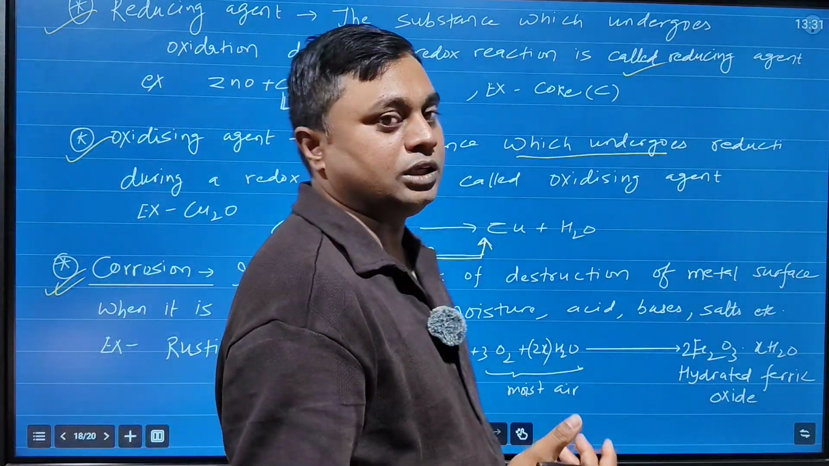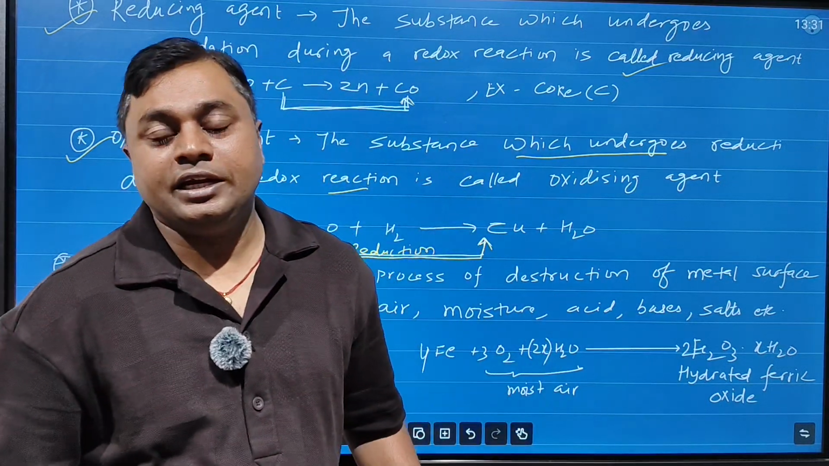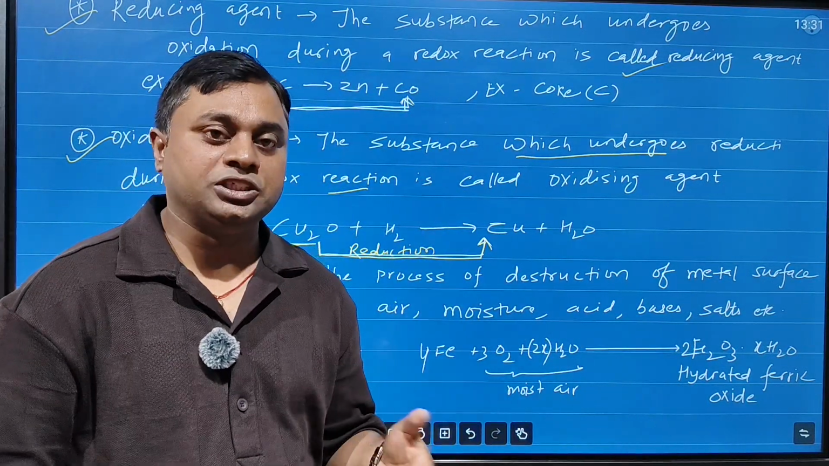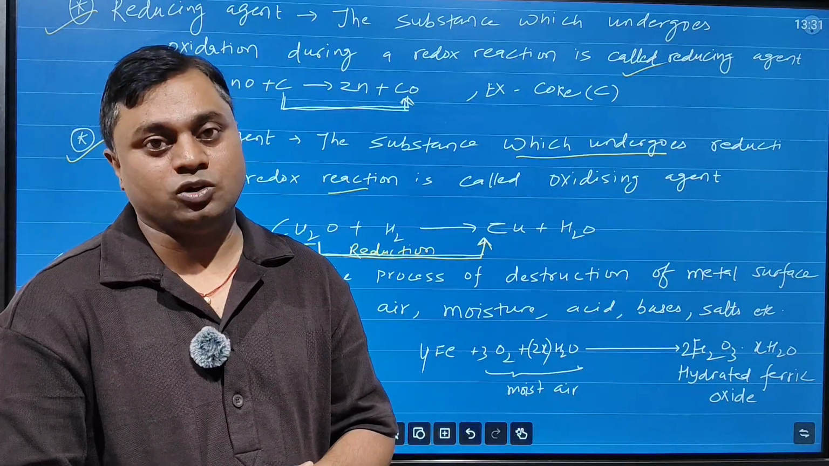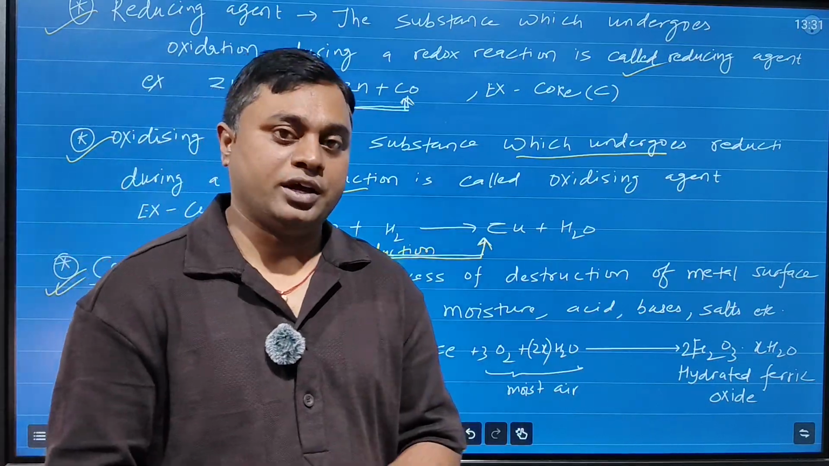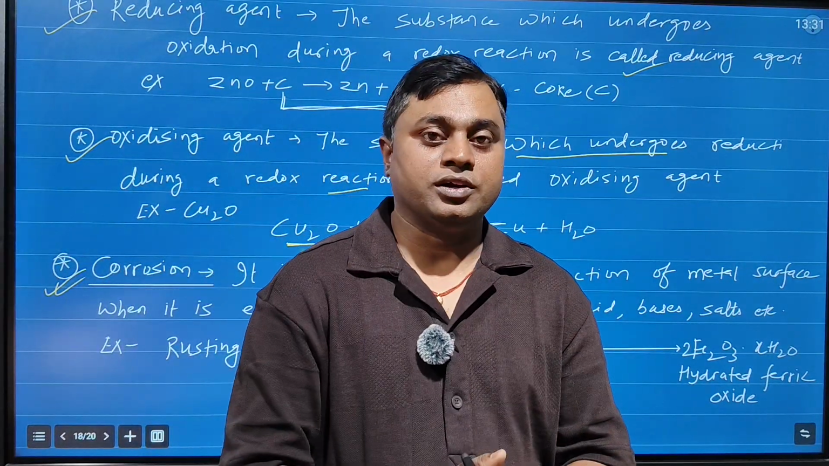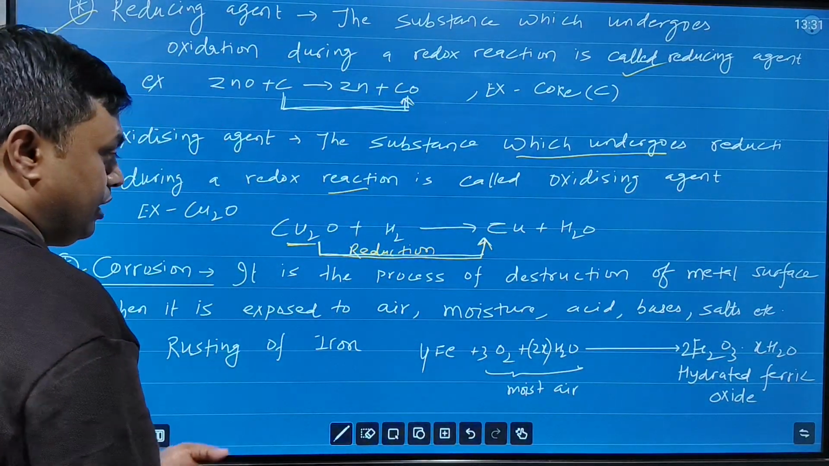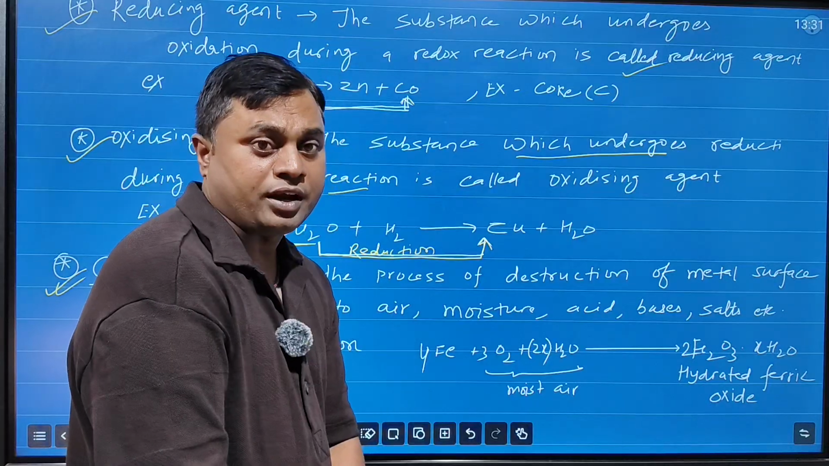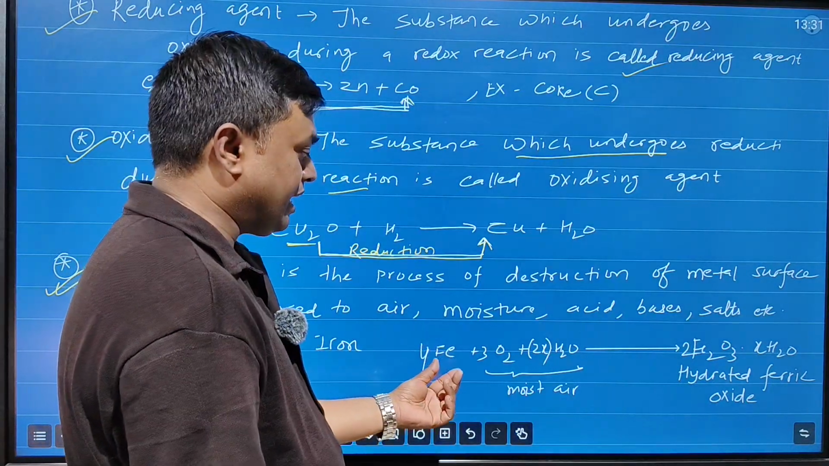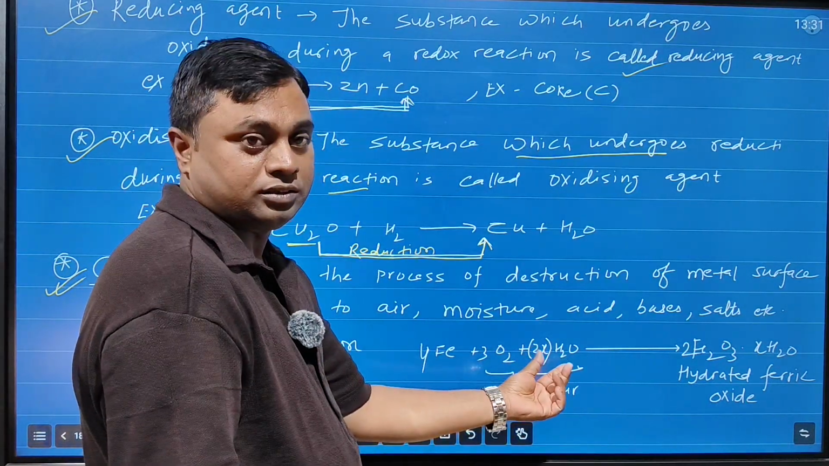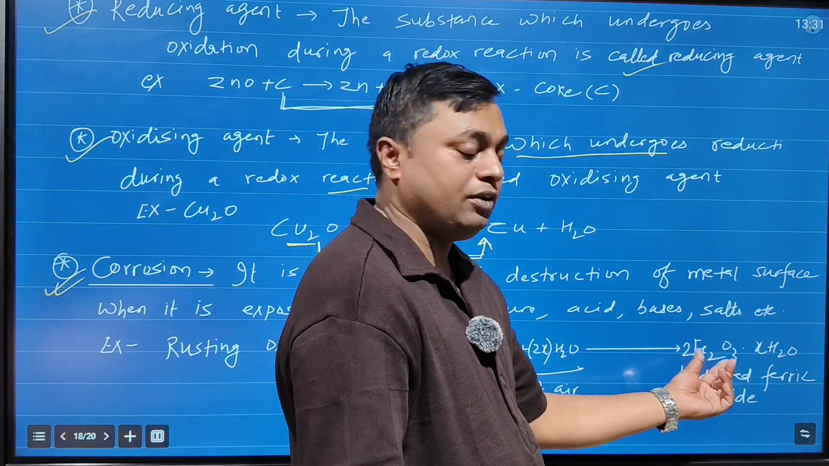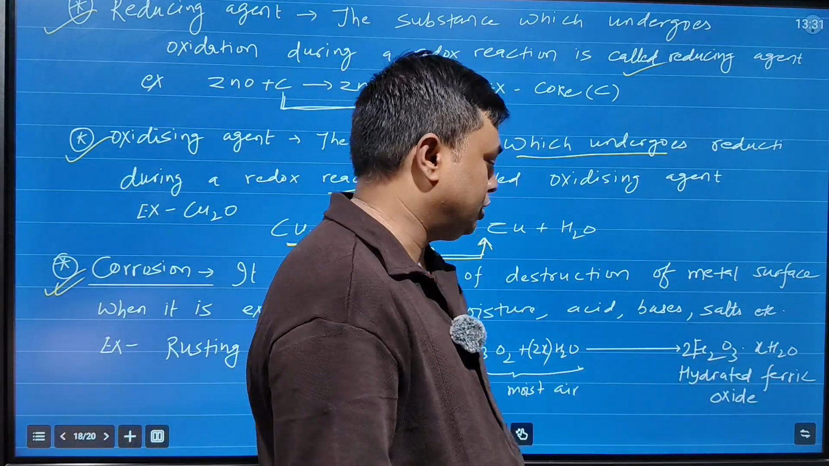Next, we talk about corrosion. What is corrosion? It is the process of destruction of a metal surface whenever it is exposed to moisture, air, acids, bases, salts. For example, rusting of iron, corrosion in silver, corrosion in copper. Here we have an example of rusting of iron. What is the equation? Iron reacts with oxygen and water. In the hydrated form, we form hydrated ferric oxide, Fe2O3.xH2O.